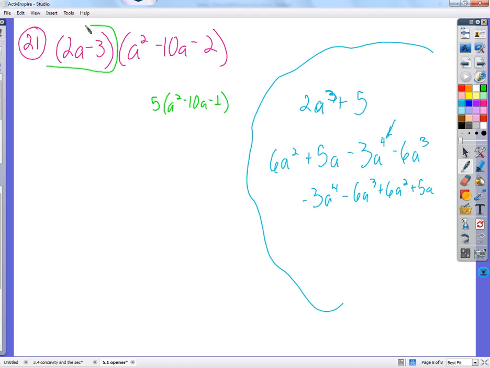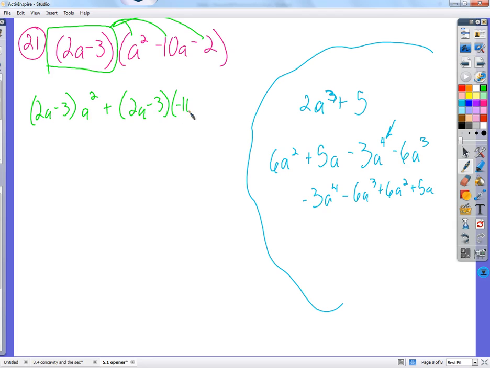Even this number, which is actually like a big set of parentheses, which represents a number. That number would be distributed. So you can see that this set of parentheses gets multiplied by this, and also by that, and also by that. And then if we were to write that out, 2a minus 3 gets distributed to a squared, plus 2a minus 3 gets distributed to negative 10a, plus 2a minus 3 gets distributed to negative 2. You can see how every term in here gets multiplied by every term in here. This gets multiplied by both of these, this by both of those, this by both of those. You can see that by every pairing.